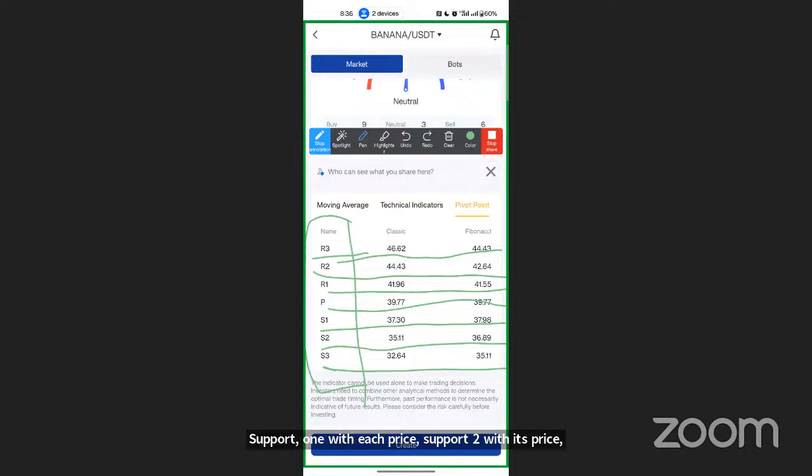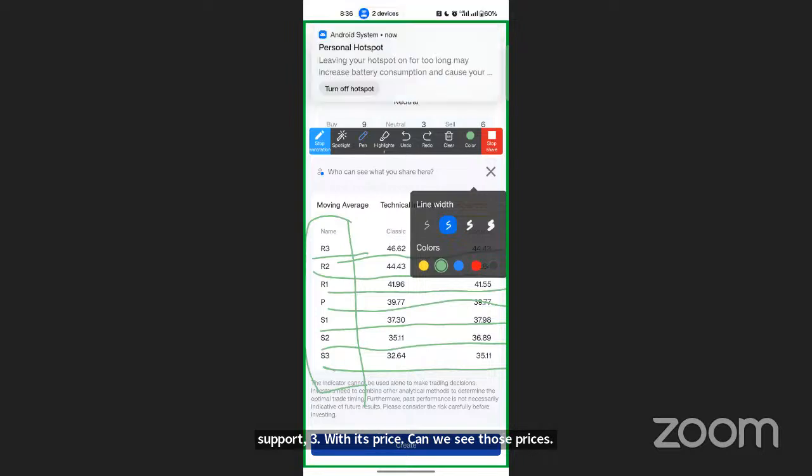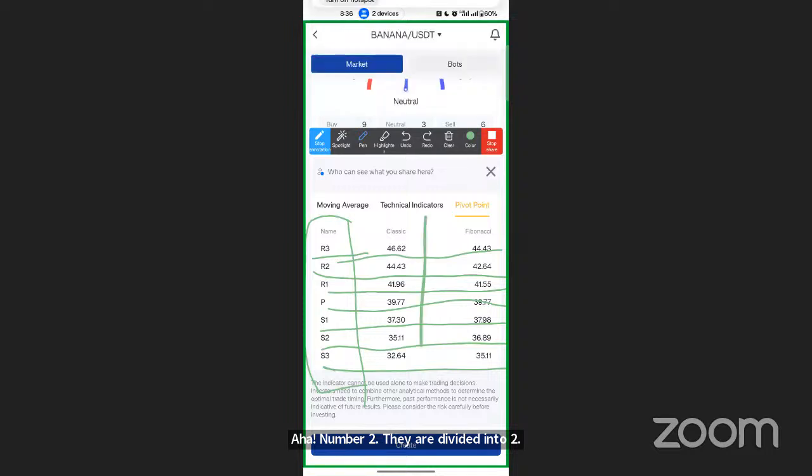Number 2. They are divided into 2. We have classic and we have Fibonacci. Okay? They are divided into 2. We have classic and we have Fibonacci.